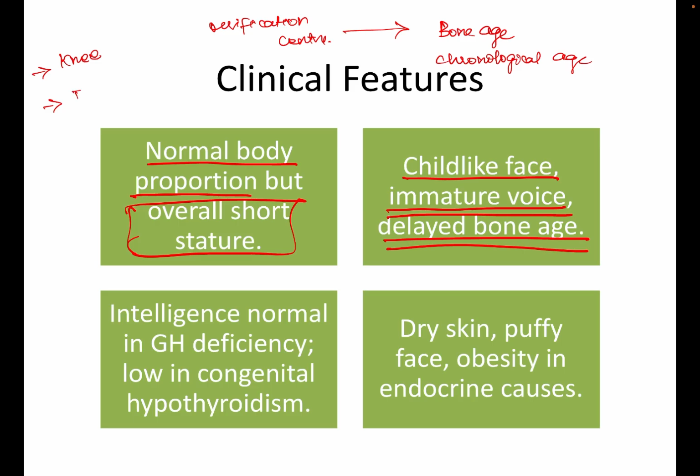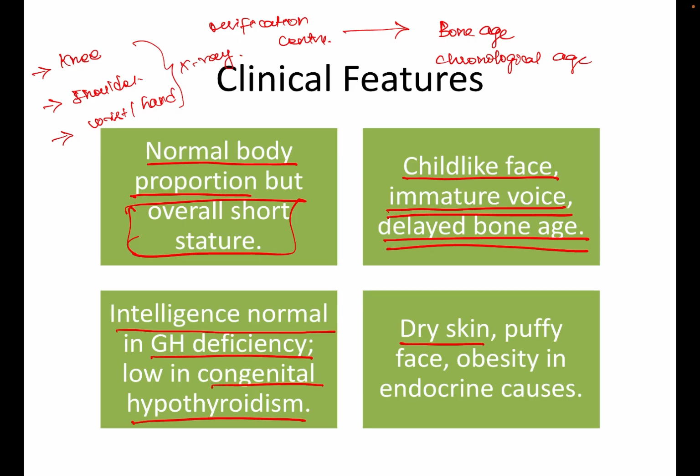In case of infants, it will be assessed through the shoulders. In case of older children, it will be assessed through wrist and hand X-rays. So all these X-rays are required to assess bone age. Then intelligence will be normal in growth hormone deficiency, but low in congenital hypothyroidism, and there will be dry skin, puffy face, obesity in other endocrine disorders like Cushing's syndrome.